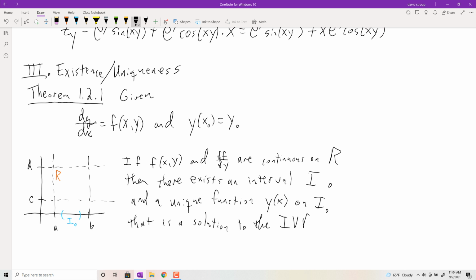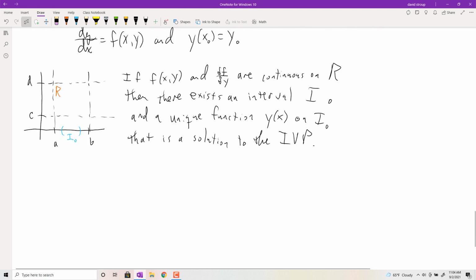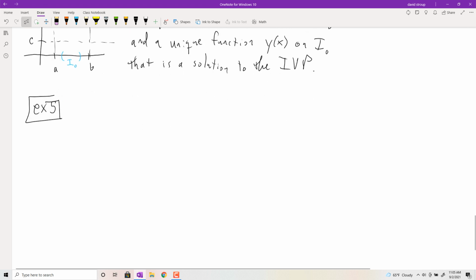Just for completeness, writing it out, it's important to really investigate your theorems. If you get ambitious, you could probably Google it, and somebody out there, I'm sure, is more capable of explaining it than I am. But anyways, let's look at example 5.